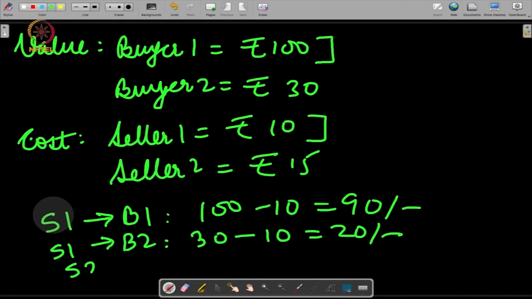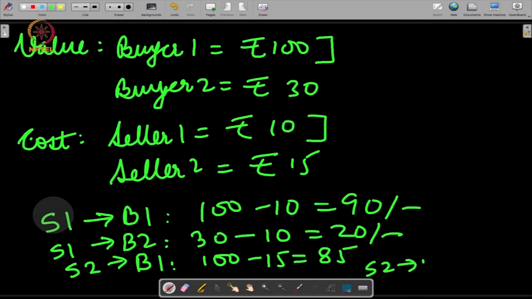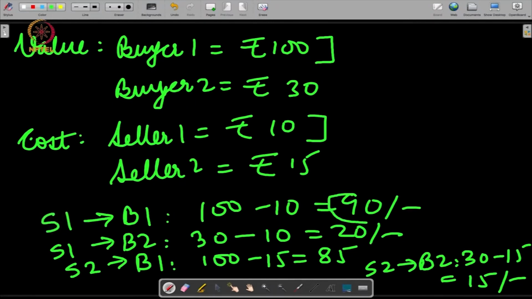If the good goes from seller 2 to buyer 1, seller 2 costs 15 rupees to produce. So the total surplus is 100 minus 15 is 85. And when it goes from seller 2 to buyer 2, then the total surplus is 30 minus 15 is 15 rupees. Now what we are observing here is that the total surplus is maximum, 90 rupees, when it goes from seller 1 to buyer 1.